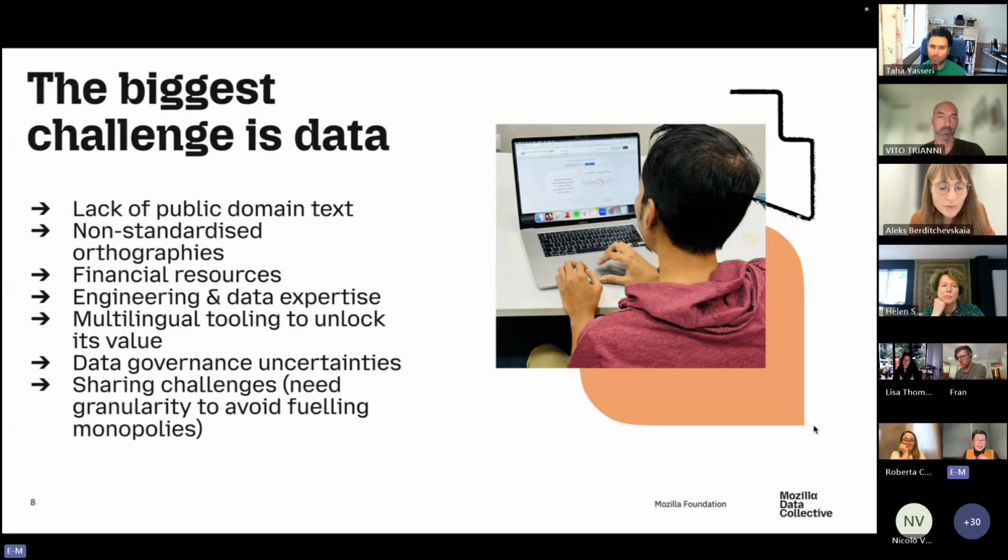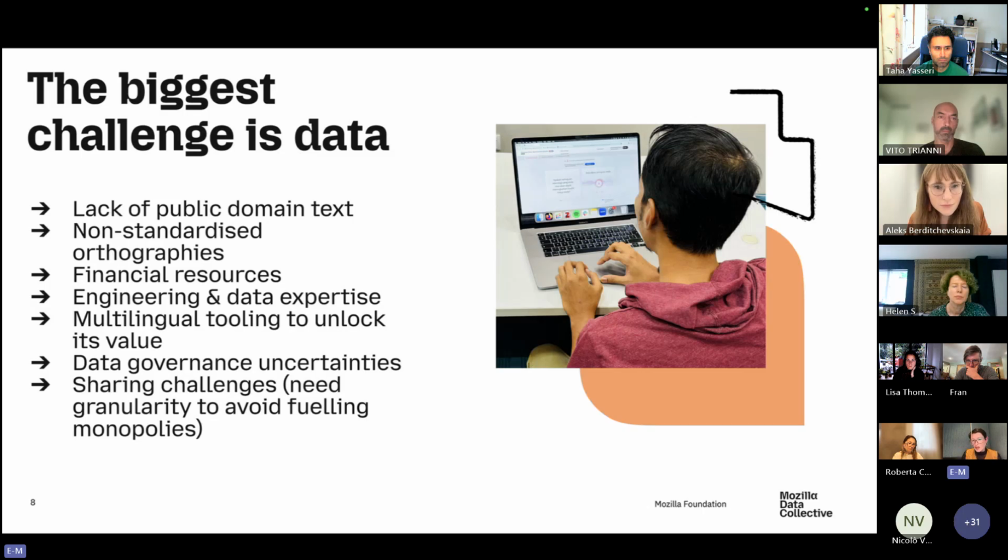So one of the big challenges is data. One of the things that is taken for granted sometimes in English is the huge availability of public domain text. That's everything from text on Wikipedia to books that were published more than 100 years ago. There are lots of different ways that text might enter the public domain, and it just doesn't exist for lots of other languages. Another problem is non-standardized orthographies. Again, lots of languages may not even have a single standardized orthographical system, aka a writing system. The financial resources to process data at scale are obviously enormous, as are the engineering and data expertise.